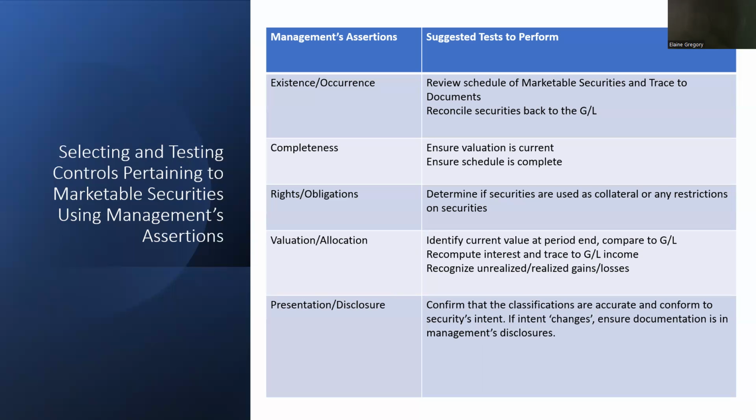Management may make the change to go from a trading security to an available for sale security, depending on an issue or a decision that comes from management. If the intent changes, we have to make sure that the documentation is in the records and is properly disclosed.